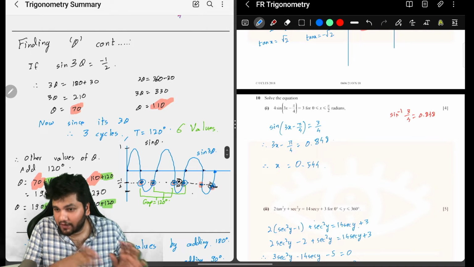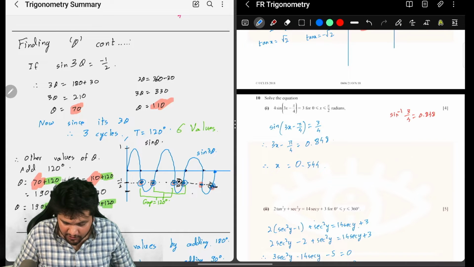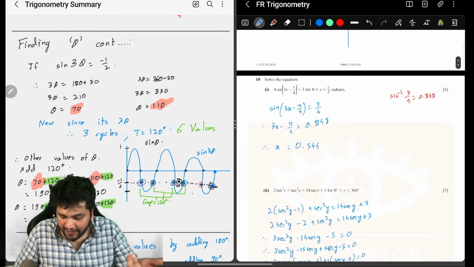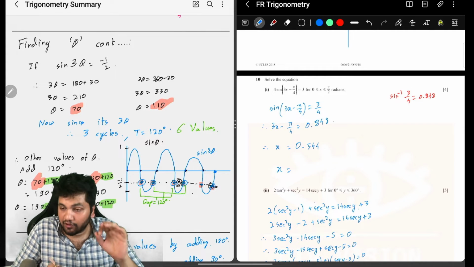Here it would have been 120 degrees. In radian mode, it's going to be what? It's going to be pi by 3, right? So for finding the other values, what we are going to do is just add 2 pi by 3, because it is 3x.